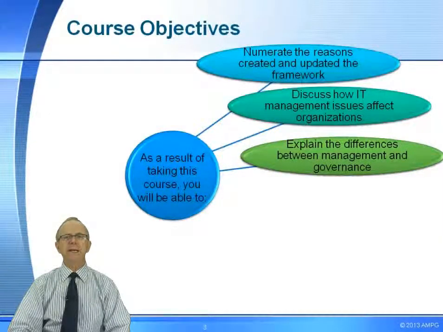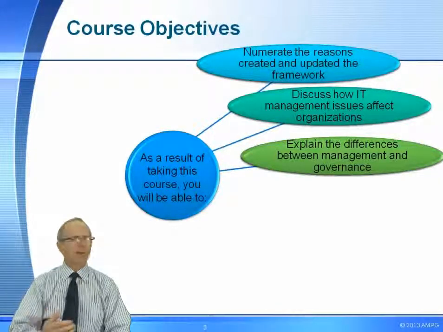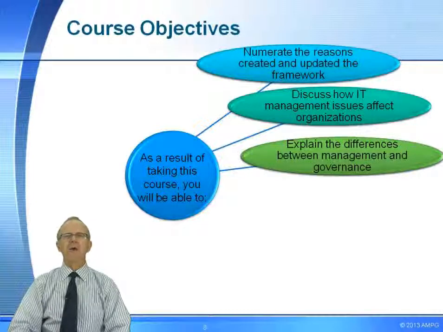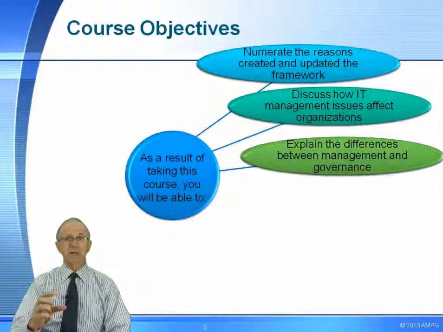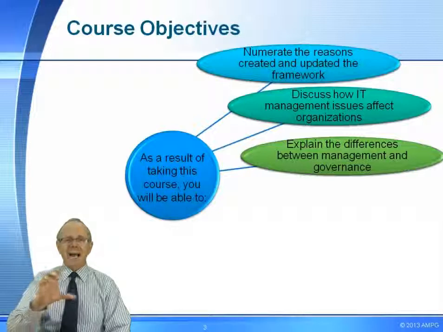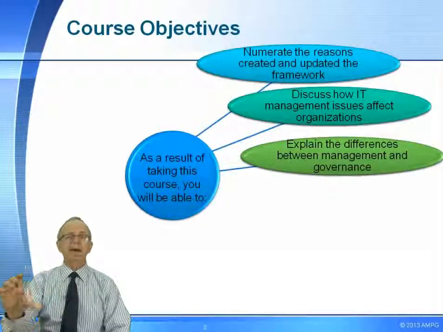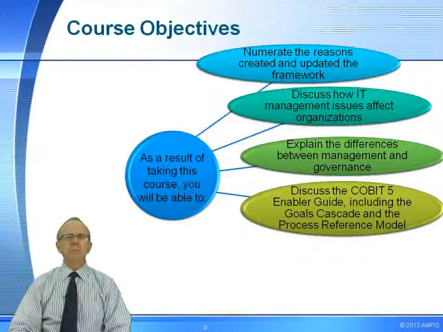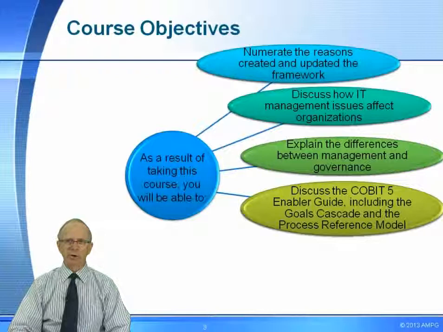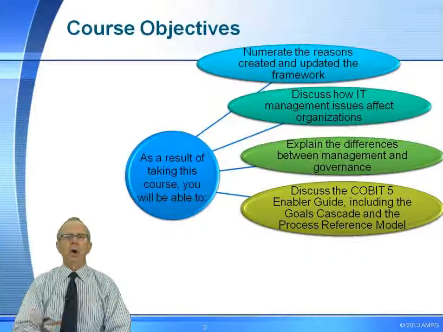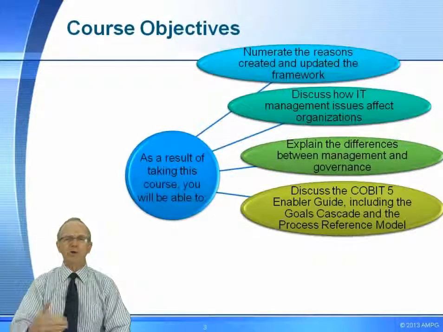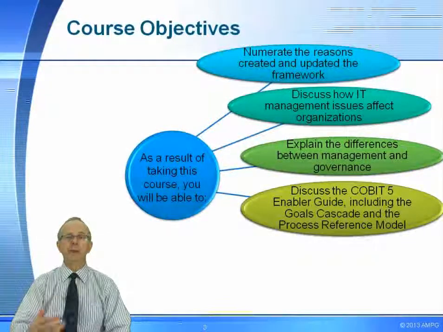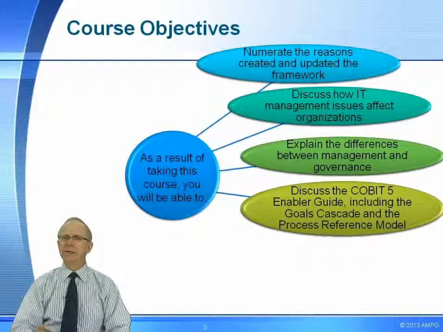You'll be able to explain the key differences between what management is and what governance is. And you'll see that ISACA has clearly focused in COBIT 5. Governance is a new aspect, and in fact it's a whole domain of its own. You'll also know something about the COBIT 5 Enabler Guide. The Enabler Guide teaches us all about the things that will help ensure that when we implement COBIT, it works well, including the goals cascade.